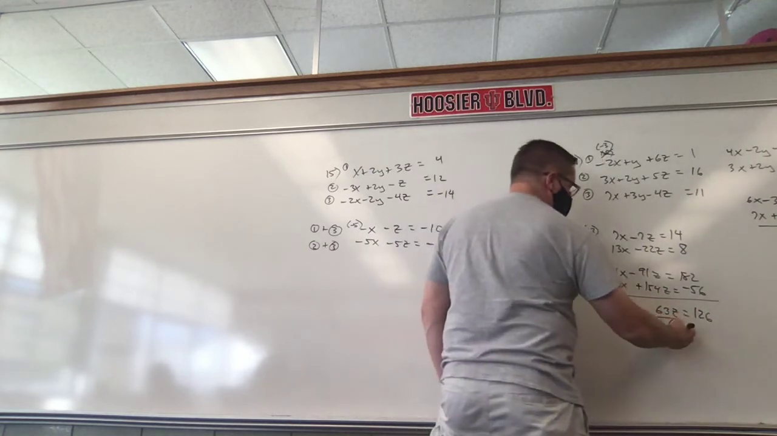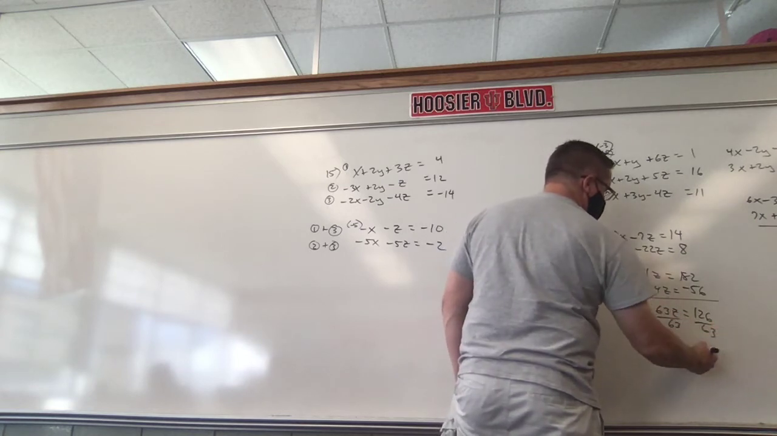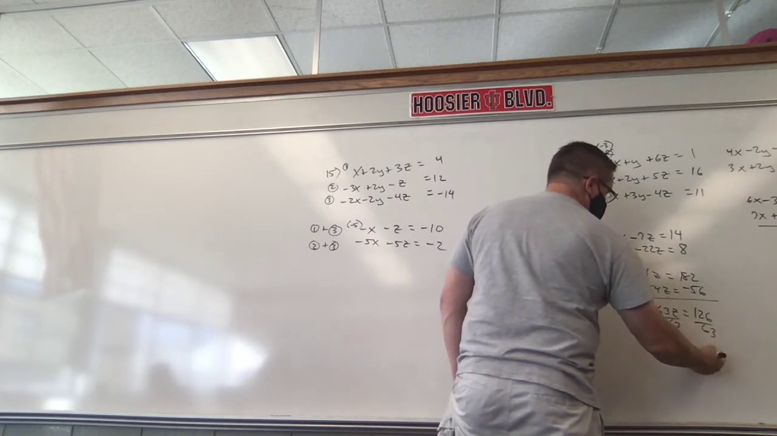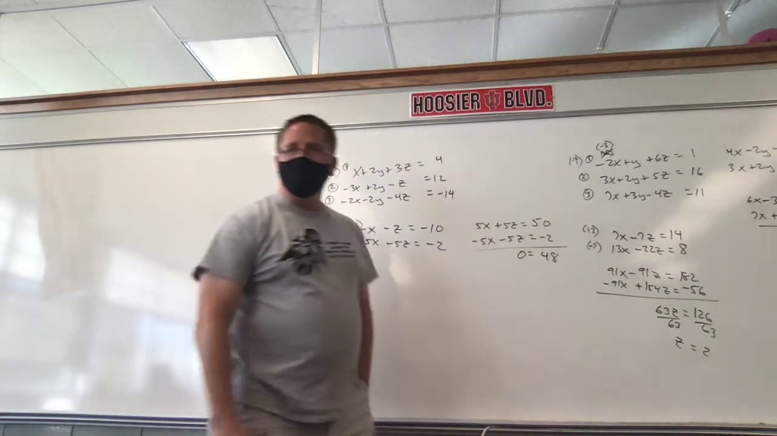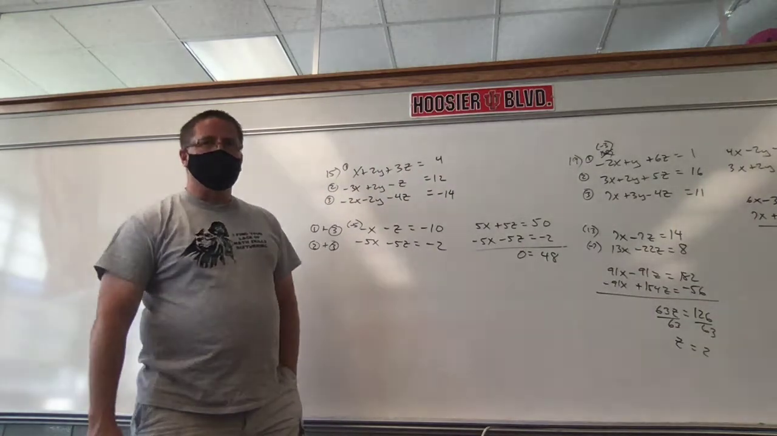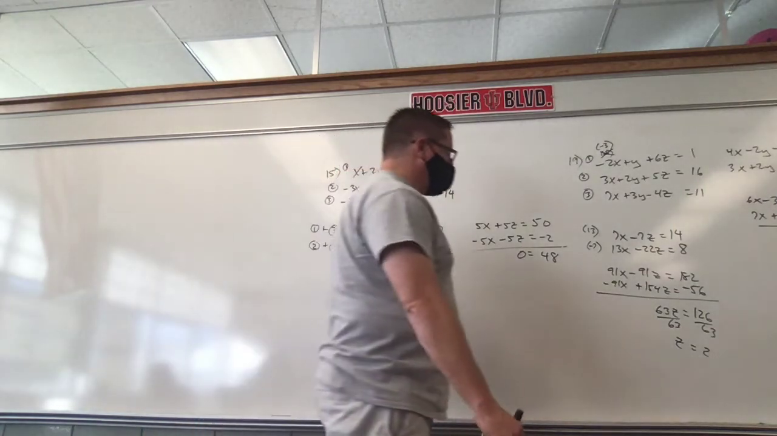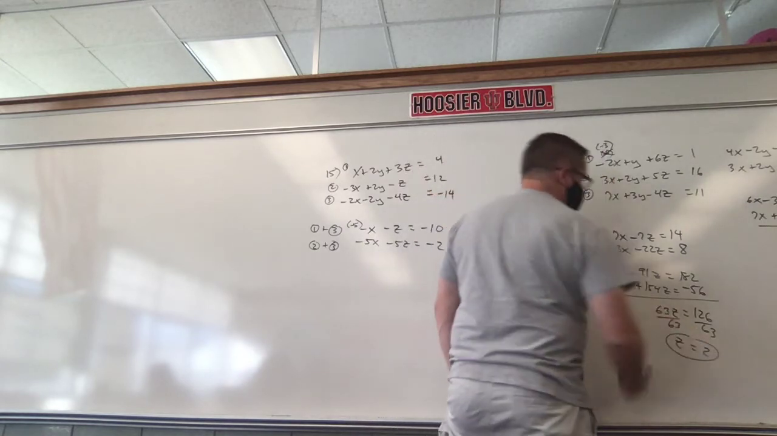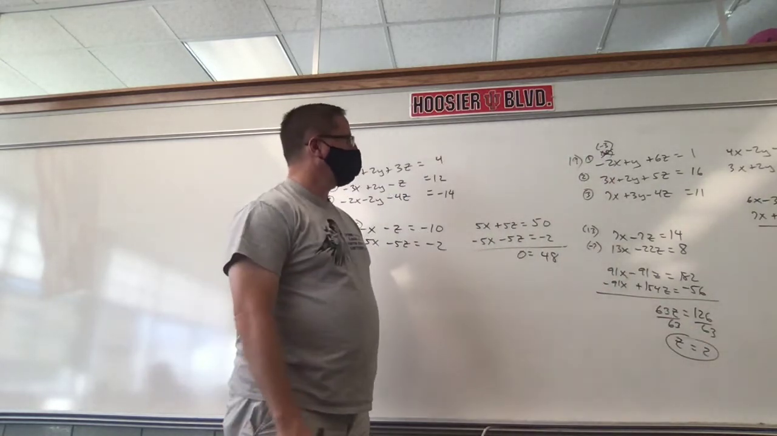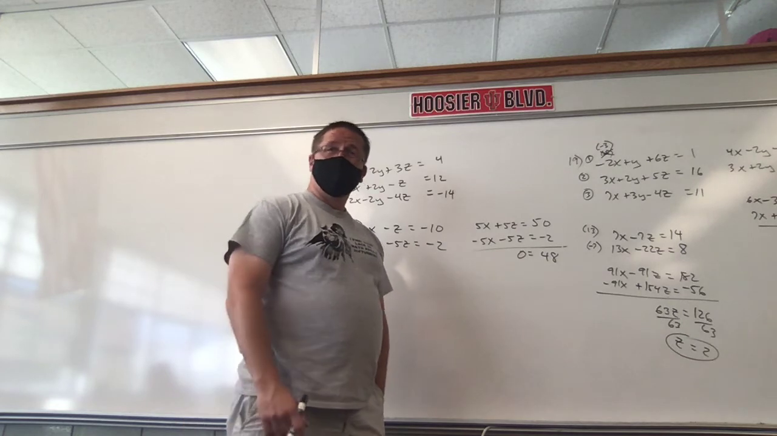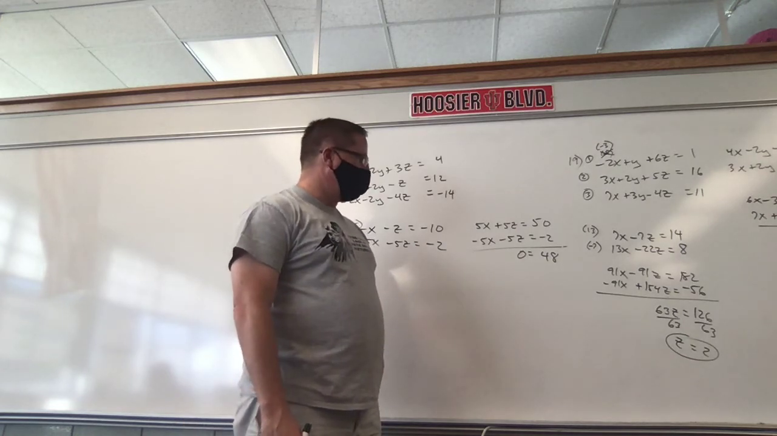We divide by 63. Any guesses? How many times 63 goes 126? 2. Exactly 2, or could it be like 2 point something? It won't be 2 point something because I had nice answers. I said Z is 2. We all done? No. Nope. We still have to find x and y.